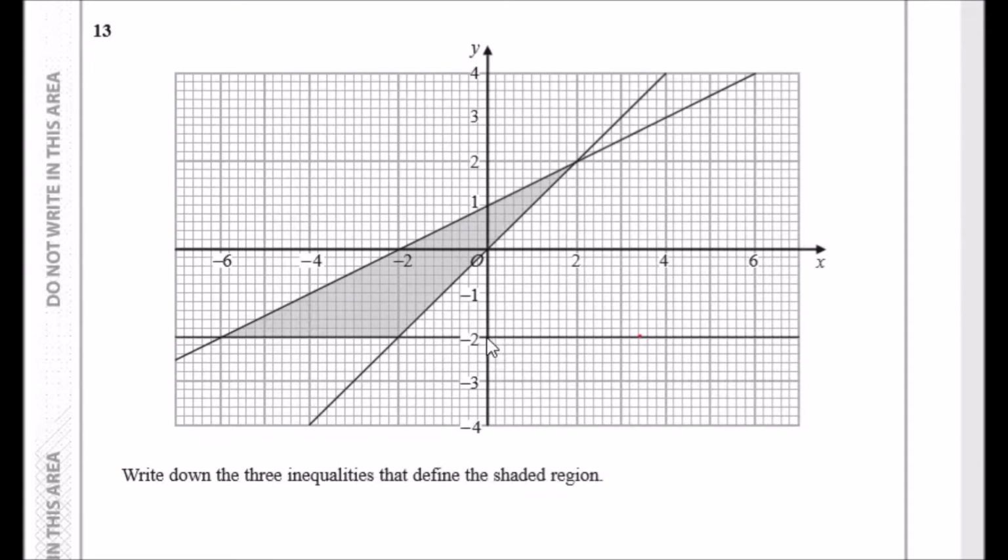This is essentially y equals -2. So this is the y equals -2 line. Okay, we're going to get to the inequality part in a second. Now the tricky part is to figure out these two lines.